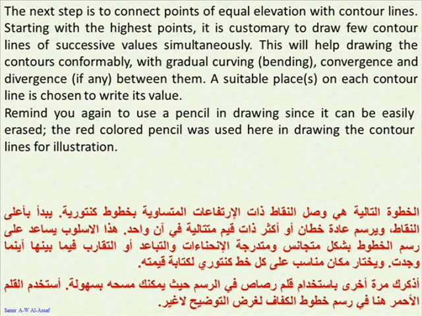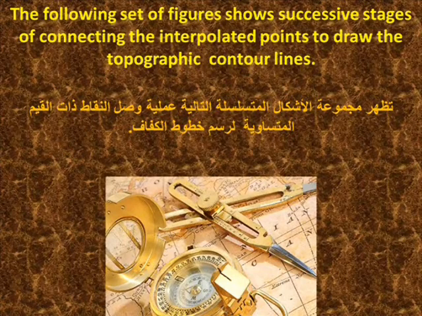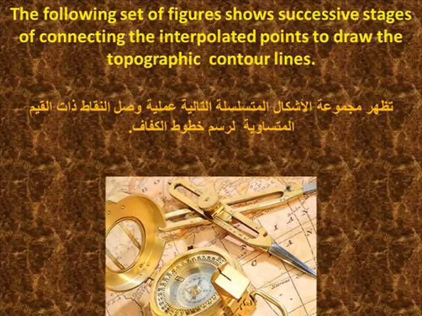A suitable place on each contour line is chosen to write its value. Remind you again to use a pencil in drawing since it can be easily erased. The red color pencil was used here in drawing the contour lines for illustration. The following set of figures shows successive stages of connecting the interpolated points to draw the topographic contour lines.